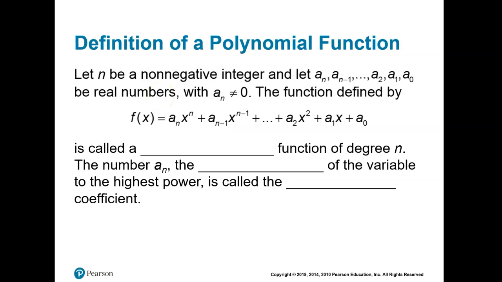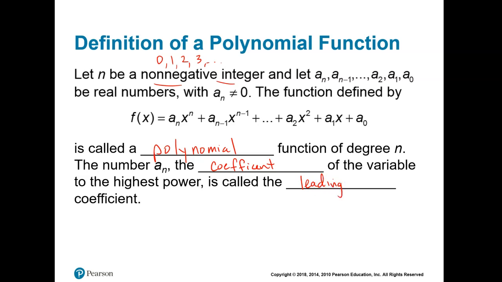Alright, if we have a function that looks like this form, and it looks kind of spooky, but the big thing is n is a non-negative integer, so that's just whole numbers: 0, 1, 2, on and on and on. Then that's what we refer to as a polynomial function of degree n. The number a sub n is the coefficient of the variable to the highest power, and that's what we refer to as the leading coefficient.